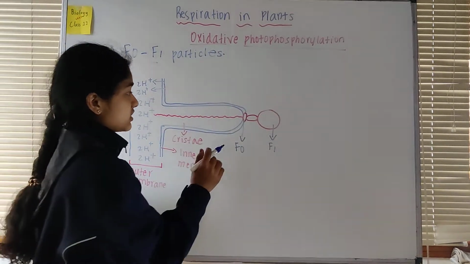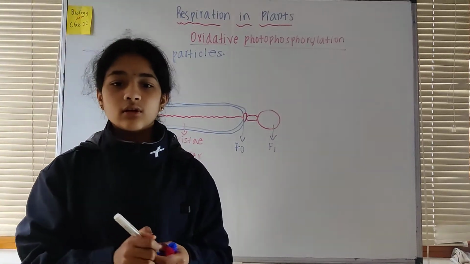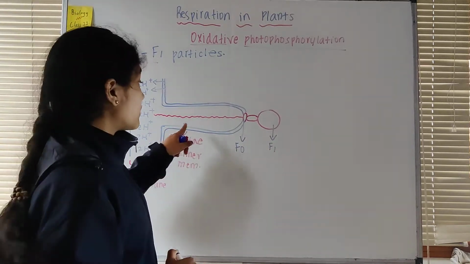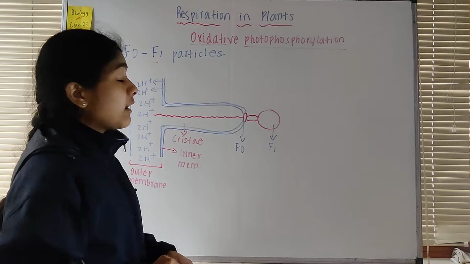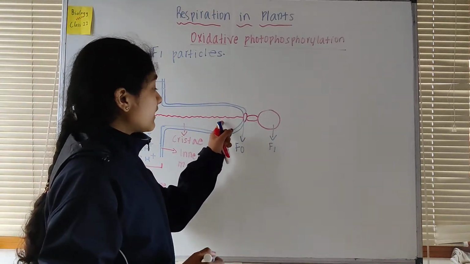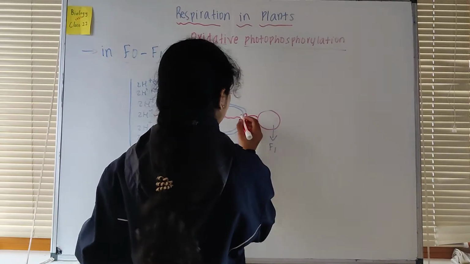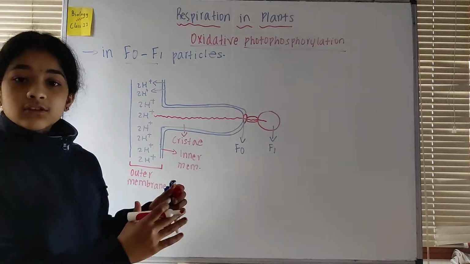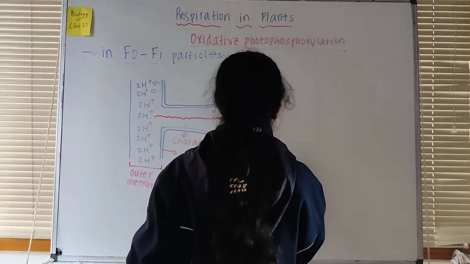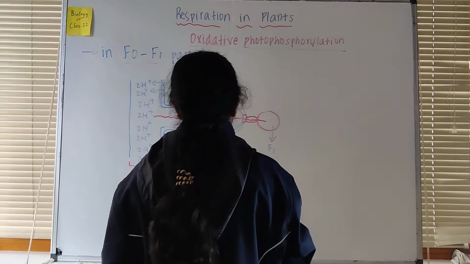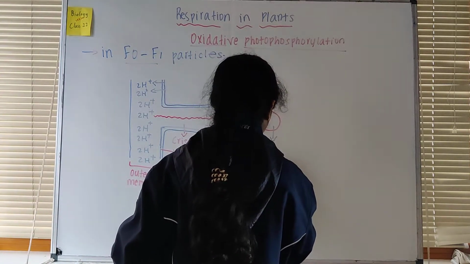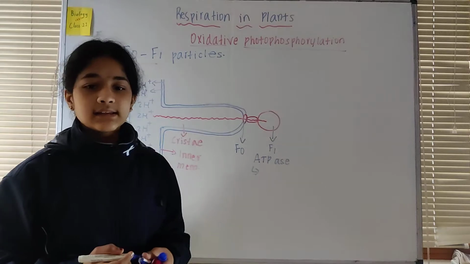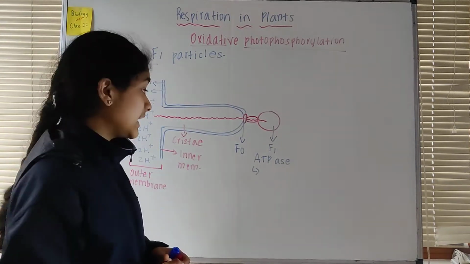The middle part which attaches F0 and F1 is called the stalk of the particle. These protons release energy towards the F0 F1 particles. When they reach the F1 particle, the energy released by protons acts as the ATPase. So it is actually the ATPase. What exactly is ATPase? ATPase is an enzyme which helps in the synthesis of ATP.